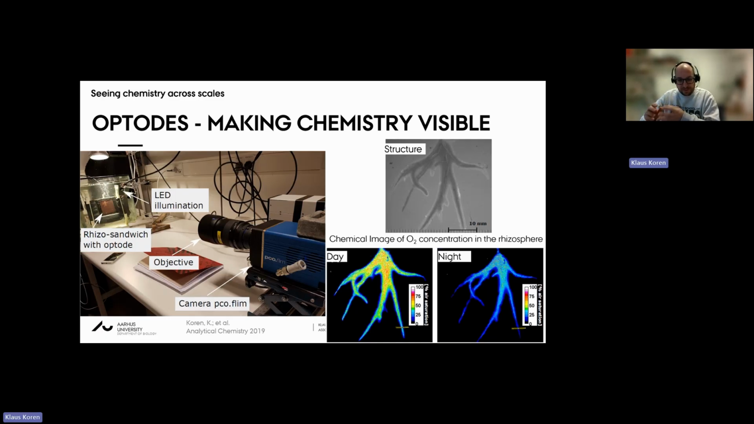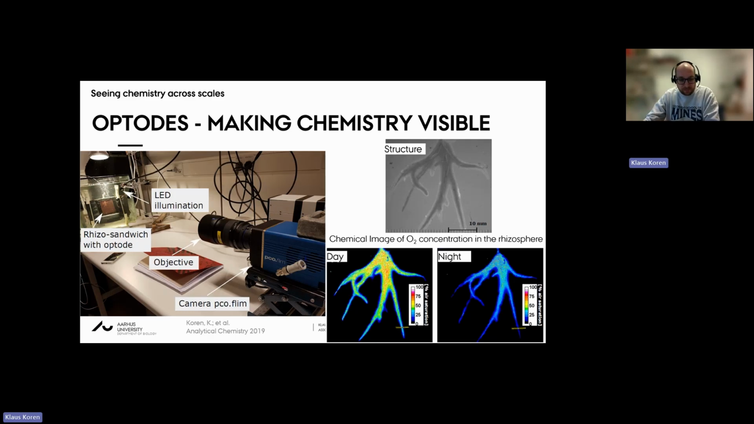So we can see how the plant actively transports oxygen from the leaves to the roots to protect the roots from toxic H2S. Now we can see that in the day, when there's active photosynthesis, there's a lot of oxygen produced and there's a lot of oxygen transported to the roots, while at night, when there's no oxygen production from photosynthesis, we only rely on passive oxygen acquisition from the water phase, so there's less oxygen coming to the roots. And this really gives us a chemical image of what happens in this complex system, right?